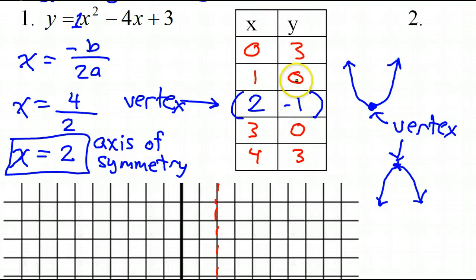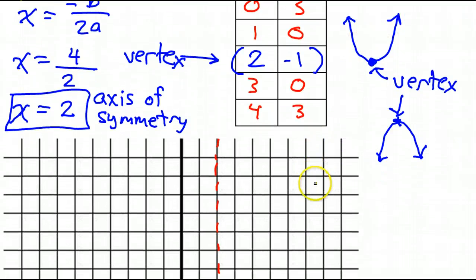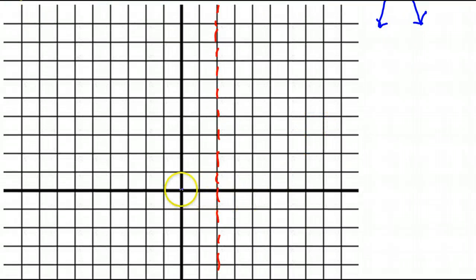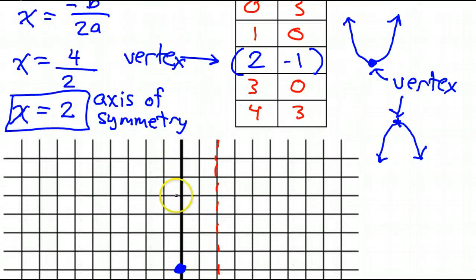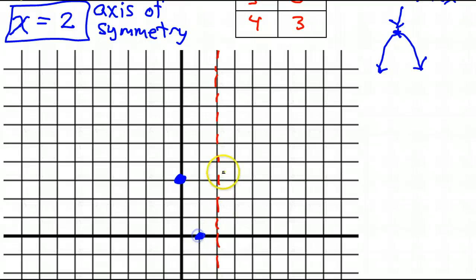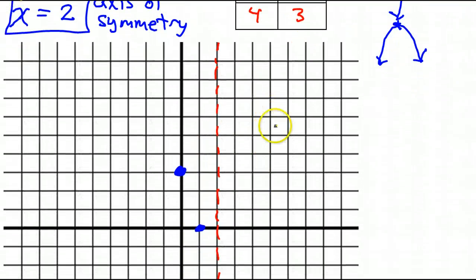Notice the symmetry when you look at the y values. Starting from the vertex, if you go up or down on the chart, I got 0. If I go up or down 2 spaces on the chart, then I'm looking at 3s. So everywhere I go as I get further away from the vertex, the y values are the same. And that's because of the symmetry, as you'll see when we graph it. It's the same on the left and the right. So 0, 3 is right here. And then we've got 1, 0 is right here, and 2, negative 1.